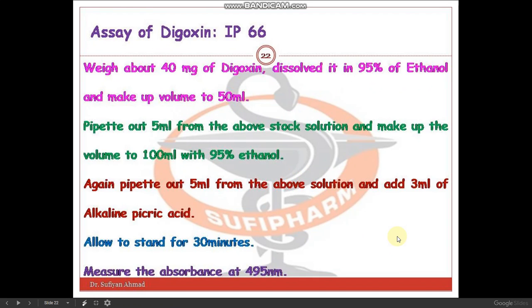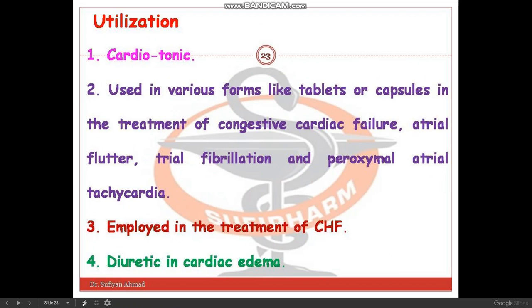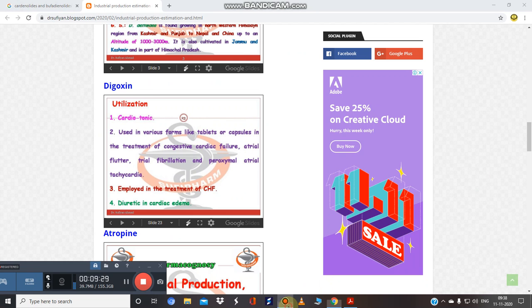This is the assay of digoxin, that is IP method. So this is, I think, more than sufficient colorimetric determination. Yes, about the uses we know. Cardiac glycoside, it is a cardiac tonic, so employed in the treatment of congestive heart failure. It is also used as a diuretic in cardiac edema. So very, very important drug. So I think this is about the digoxin.